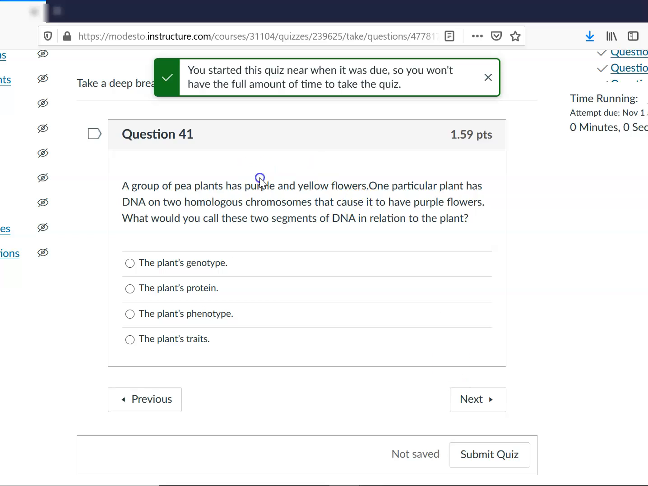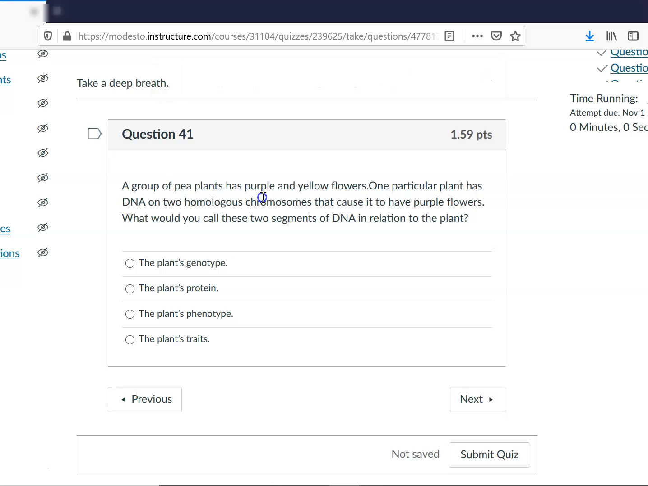A group of pea plants has purple and yellow flowers. One particular plant has DNA on two homologous chromosomes that cause it to have purple flowers. What would you call these two segments of DNA relative to the plant? Well, it's its genotype. The traits would be the color, which is similar to phenotype. It's not the plant's protein, although the plant is making protein with that gene, but it is the plant's genotype. It is the literal genes that the plant has.